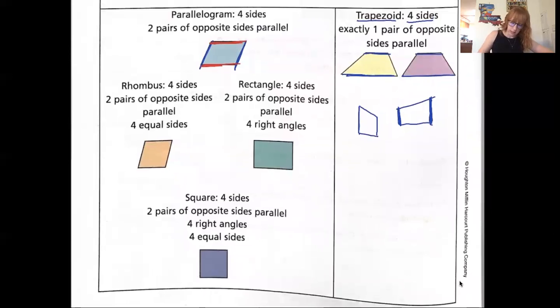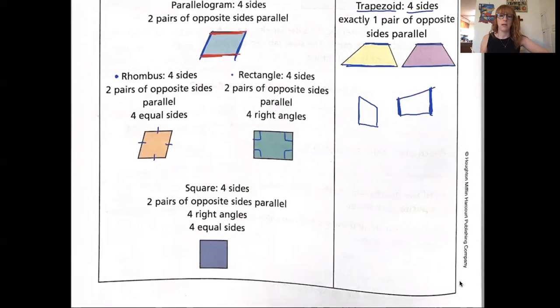Now, when we look even further, we have a rhombus. A rhombus has four sides and two pairs of opposite sides that are parallel, but it also has four equal sides, so it's like an equilateral triangle. We can show that by having little tick marks; those are all equal length. Now a rectangle, on the other side here, has four sides, two pairs of opposite sides that are parallel, and four right angles. Not necessarily four equal sides, but it must have four right angles. We can mark that with a right angle marker.